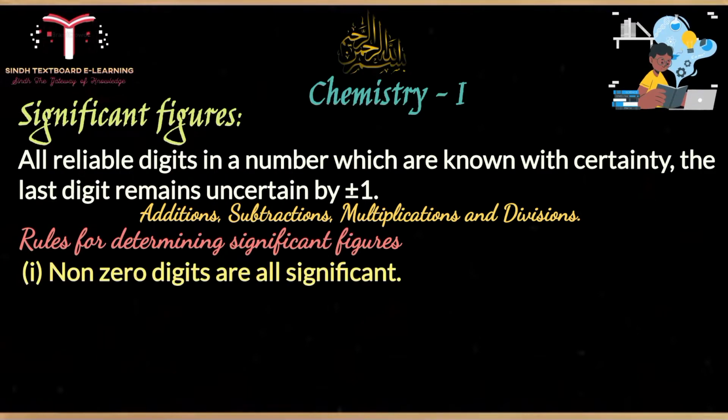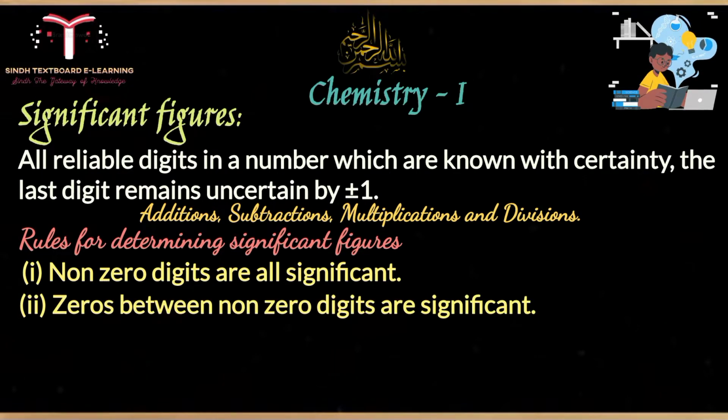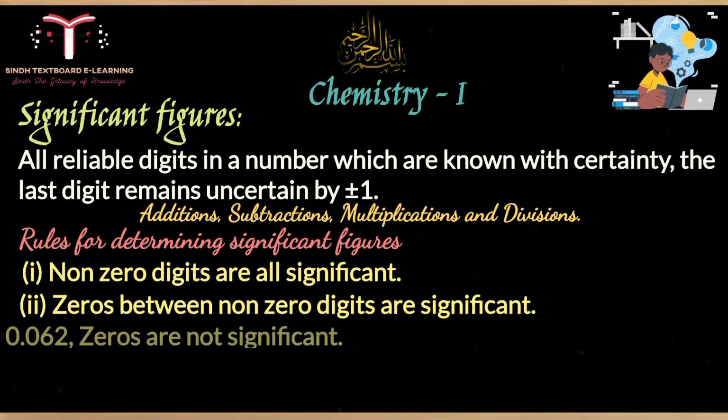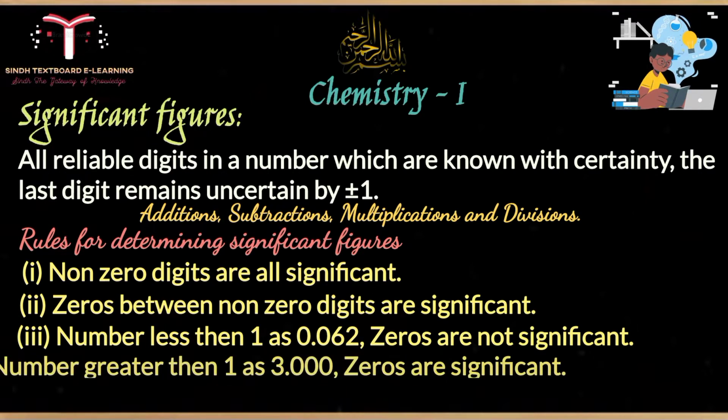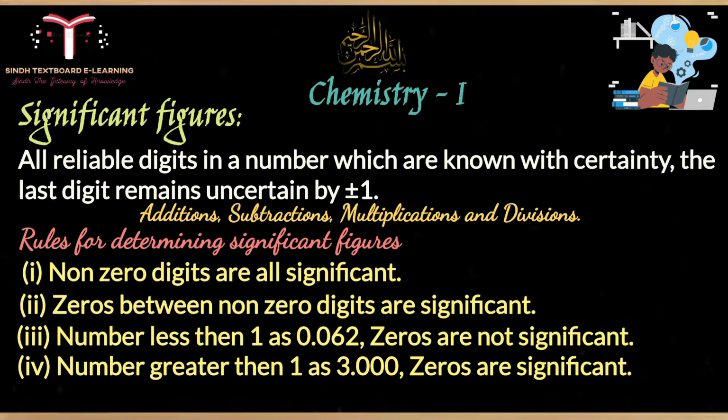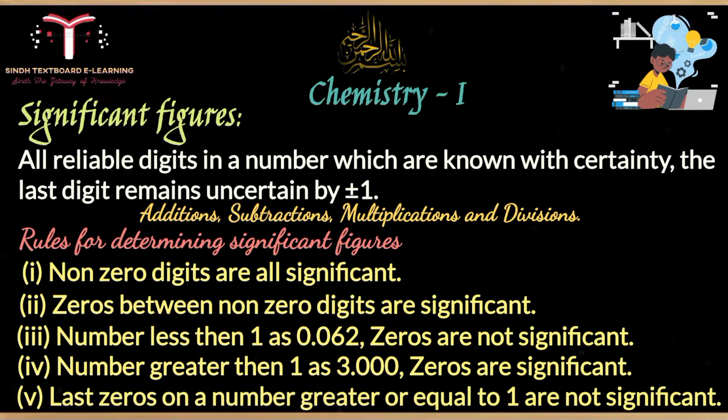Rules for determining significant figures: all non-zero digits are significant, meaning 1 to 3. Zeros between non-zero digits are significant, just like 2001, so the zeros are significant in it. For a number less than 1 in decimal format, just like 0.062, the zeros are not significant. For a number greater than 1 in decimal format, just like 3.000, zeros are significant, meaning 3.000 has 4 significant figures.